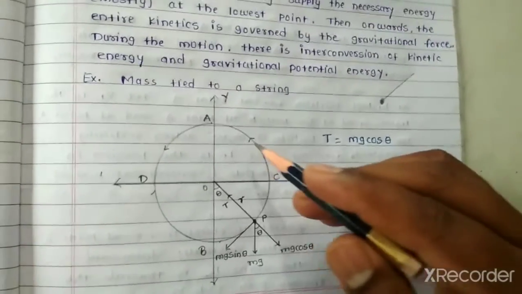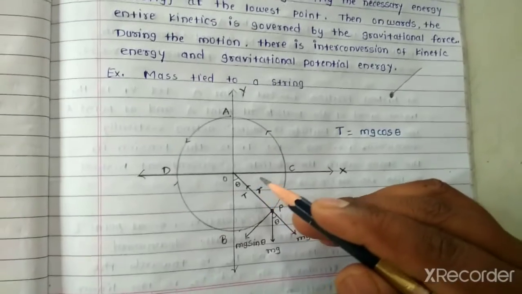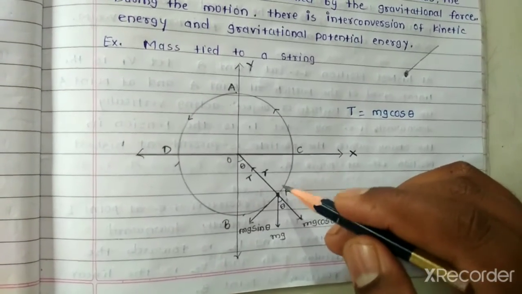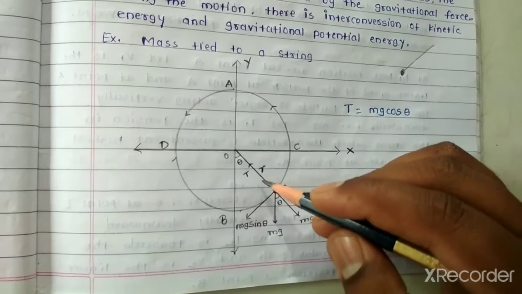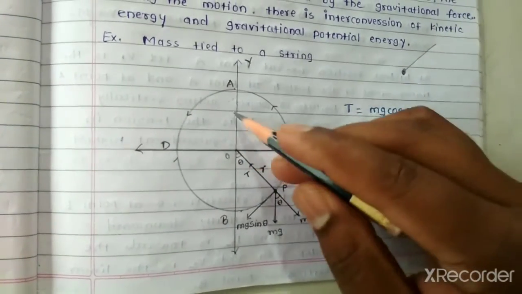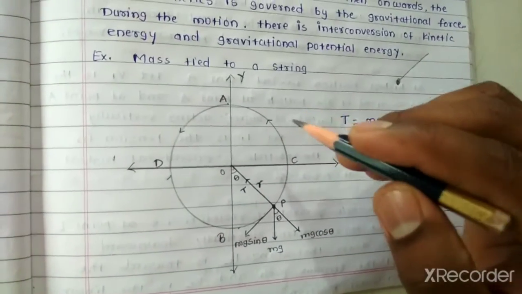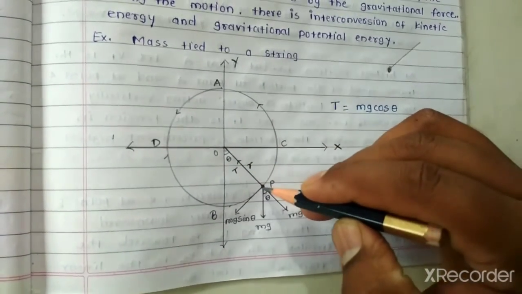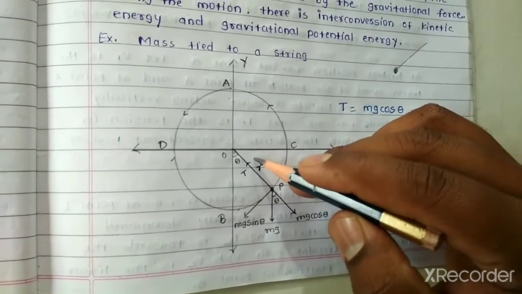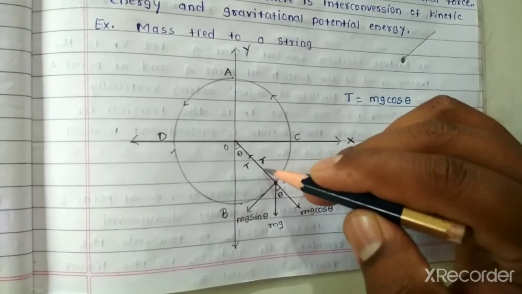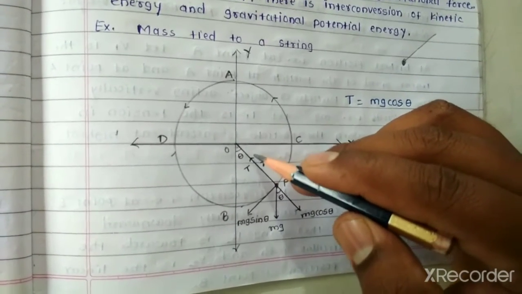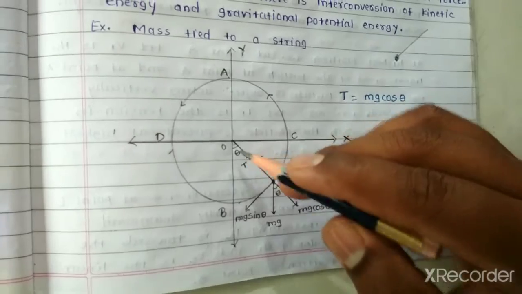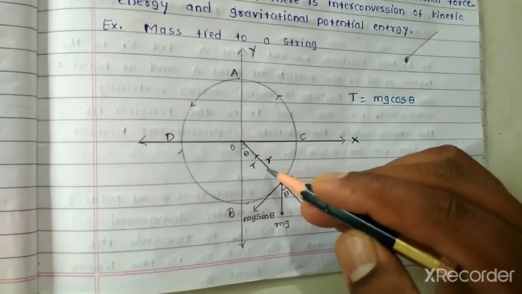To understand vertical circular motion in more detail, as shown in this figure, consider an object of mass m tied at the end of a massless and inextensible string which is held at the center of the xy coordinate system at point O, and reeled in a vertical circle, say of radius r.